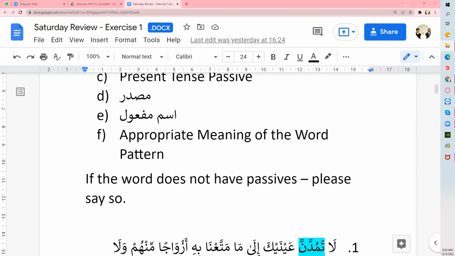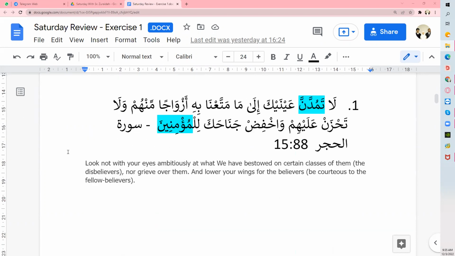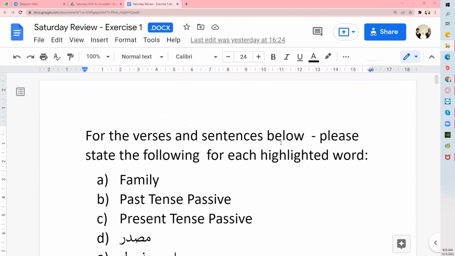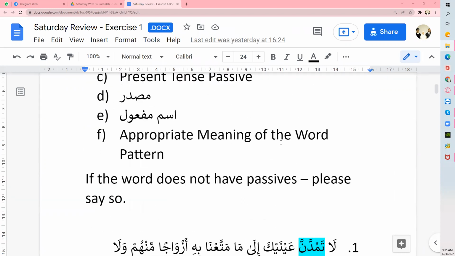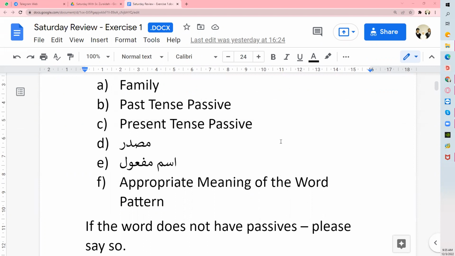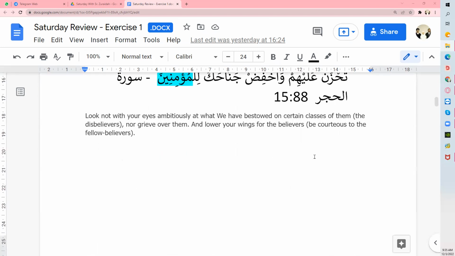I can only see number 1. You can only see number 1. Yes. Okay, la tamudana. So tamudana, because I can't see what your question was. This one, we want the family: the past tense passive, not the past tense active, the present tense passive, the masdar and the isim maf'ul. Basically the second line, just the second line of our Sarf table that we normally have.